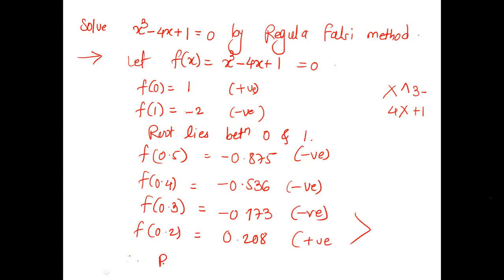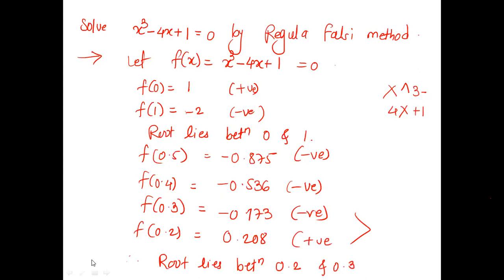So we got it. Therefore, the root lies between 0.2 and 0.3, writing the smaller value first. Call one as A, one as B. Is this step clear to everyone? How to find A and B: if we get positive and negative, we say the root lies in between. So let A be 0.2 and B be 0.3.